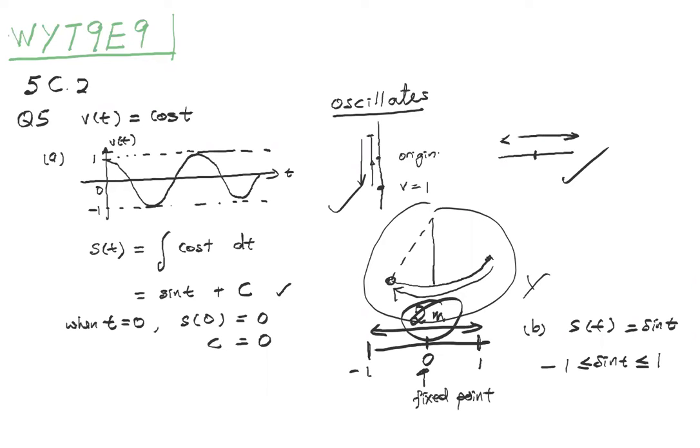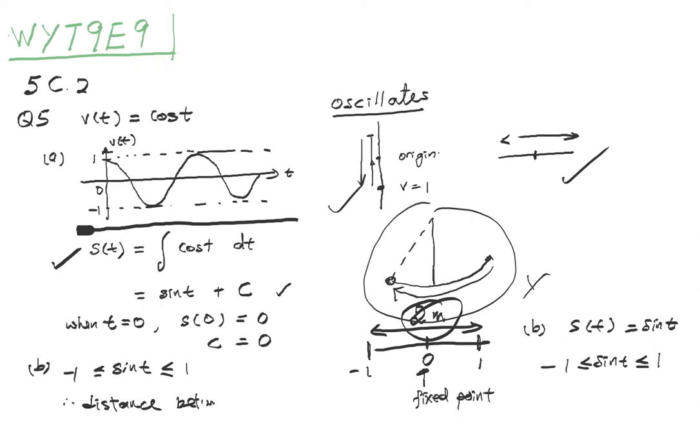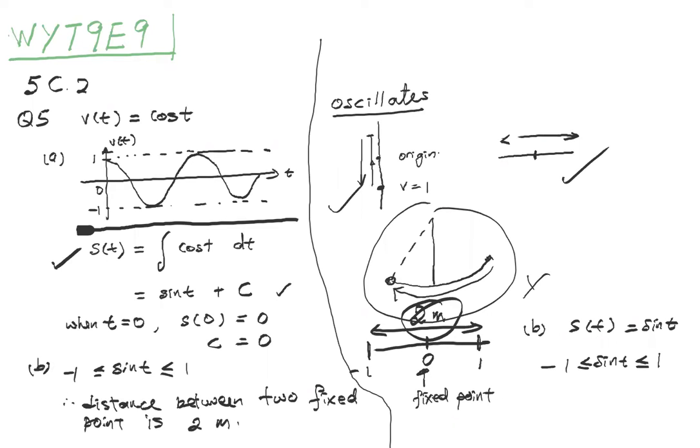So if you want to have a better sense, this will be easier to explain. For part B, you just say sin t, highest is 1, lowest is -1. So therefore, the distance between two fixed points is 2 meters. Clear?